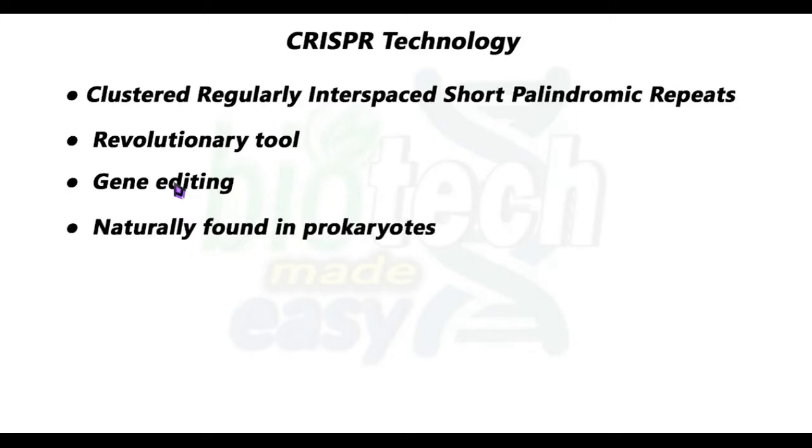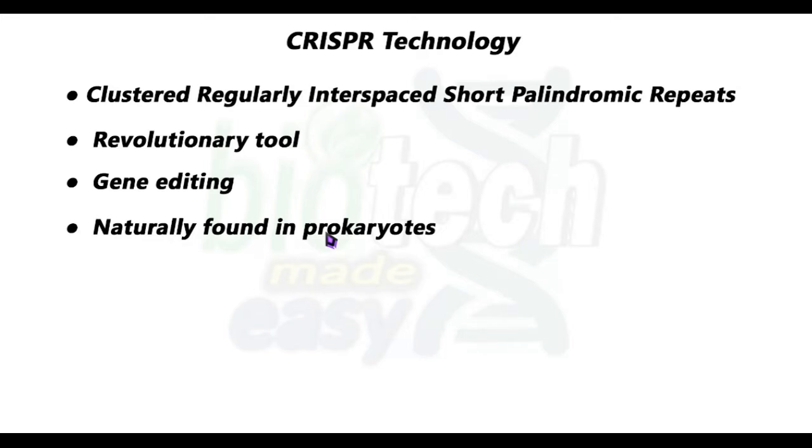CRISPR is naturally found in archaea and bacteria, where it plays an important role in protecting the bacterial cell from invading viruses or bacteriophages by cleaving the foreign DNA. That means by cleaving the DNA of bacteriophages. It is part of the defense system of the bacterial cell, and if you see its features, they are somewhat similar to our adaptive immune system.